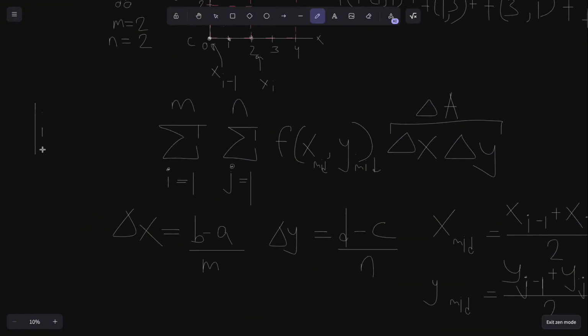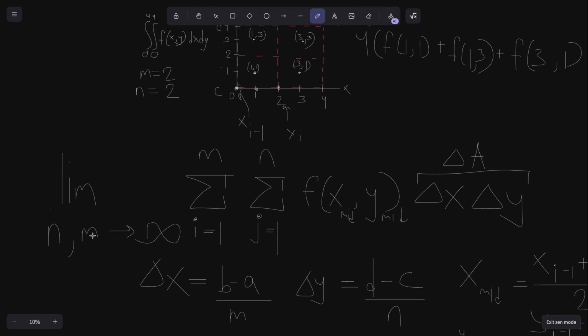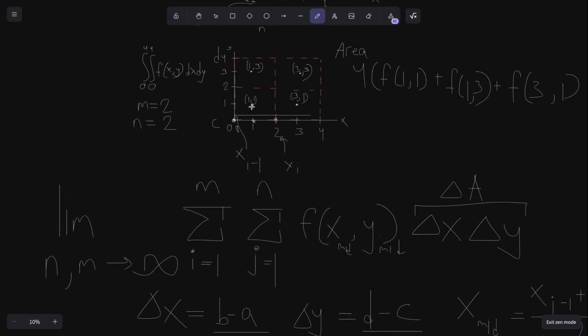Now, if you take the limit as the number of rectangles approaches infinity in both the x and the y direction, so the limit as n and m, the number of rectangles we create, go to infinity, right? We're going to be chopping up these sections into smaller and smaller rectangles.